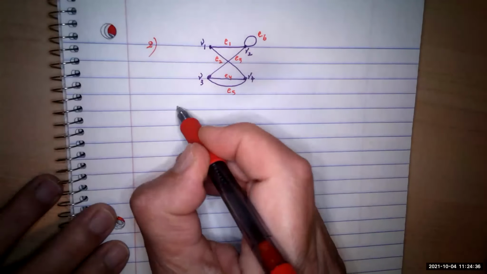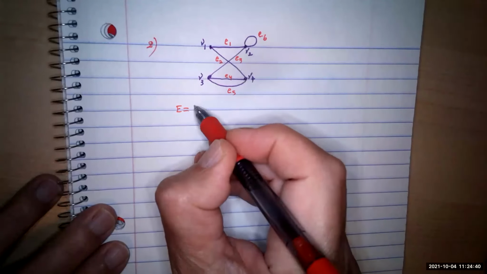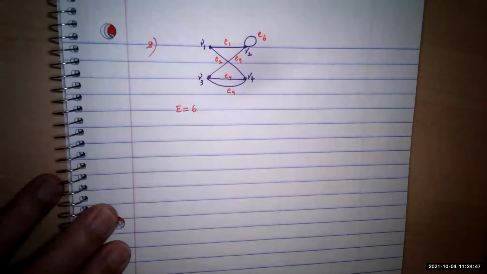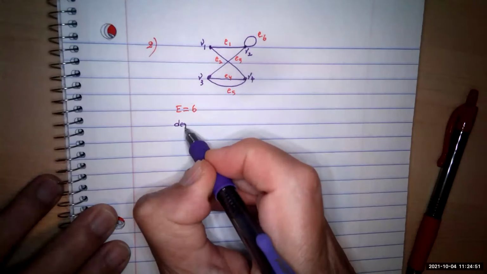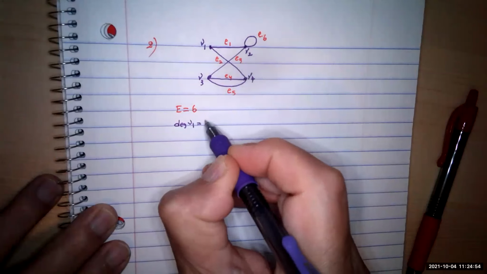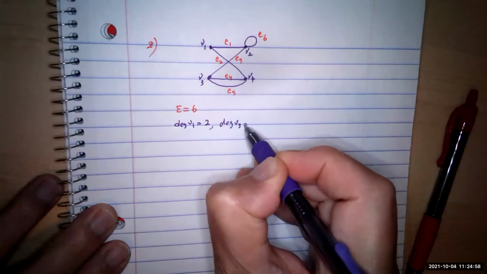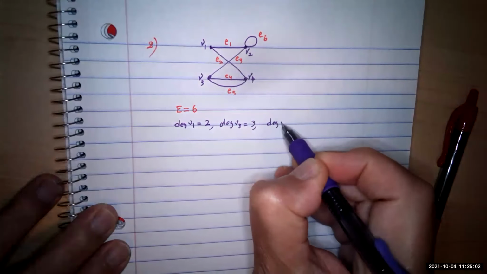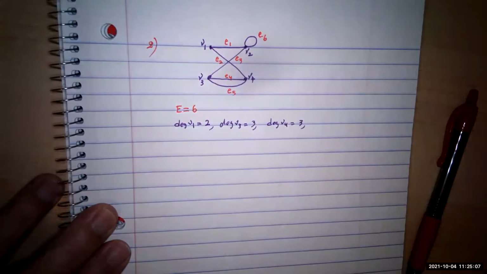So as you can see, the number of edges is going to be equal to 6. I consider one loop as one edge. And then if you consider the degrees, the degree of V1 is equal to 2. The degree of V3 is equal to 3, and the degree of V4 is equal to 3 again.